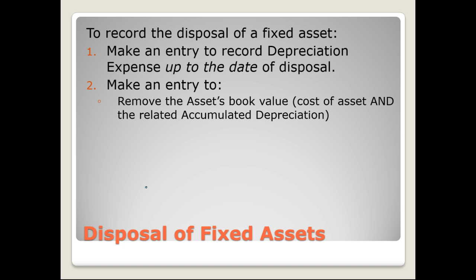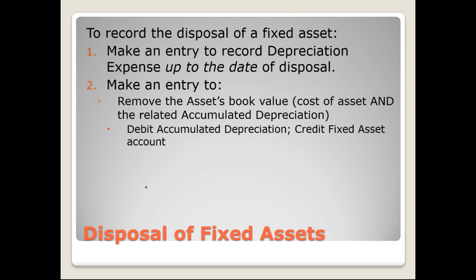We would also then need to make an entry to remove the asset's book value. We need to basically take the asset off our books. So that means we need to credit the fixed asset account, whatever it is, equipment or land or building, and we need to debit accumulated depreciation, and thereby we clear out those accounts for the value of this asset.